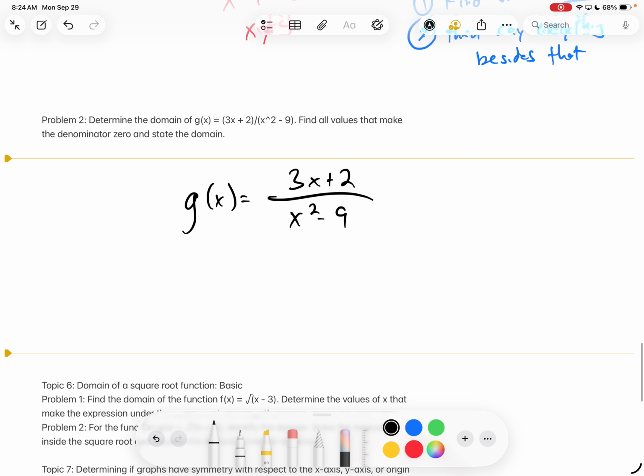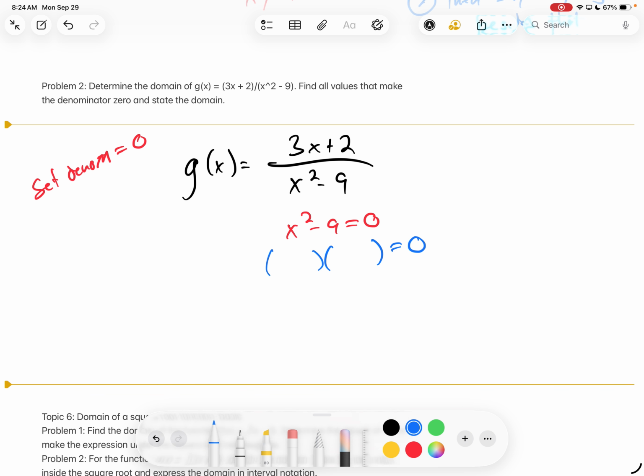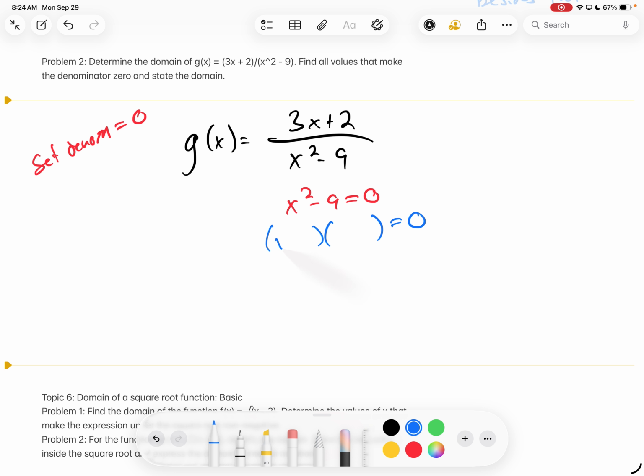So on this one, again, the same thing. You want to set the denominator equal to 0. So I do x squared minus 9 equals 0. You can actually solve this 2 different ways. Probably the first thing that comes to your mind should be some kind of factoring. So x times x is x squared. 3 times 3 is 9, a plus and a minus. I'll show you the other way in just a second.